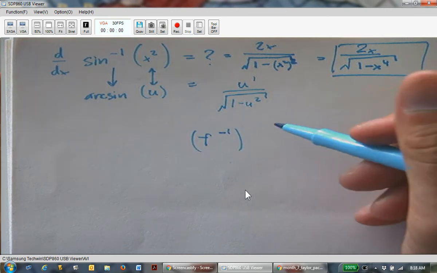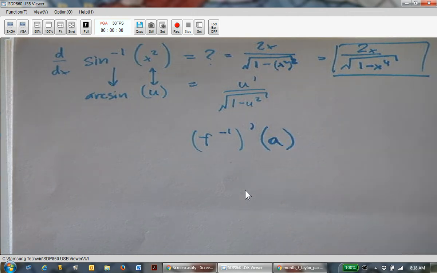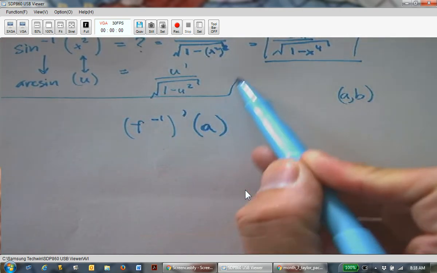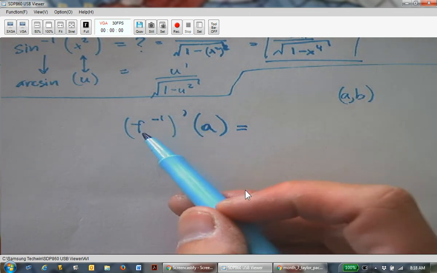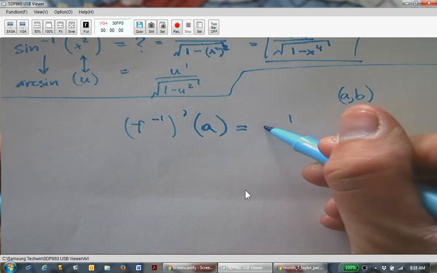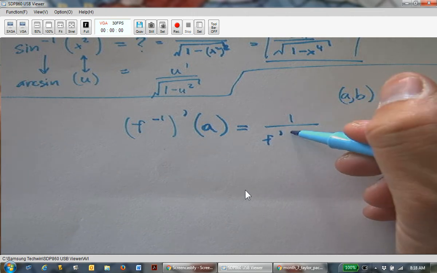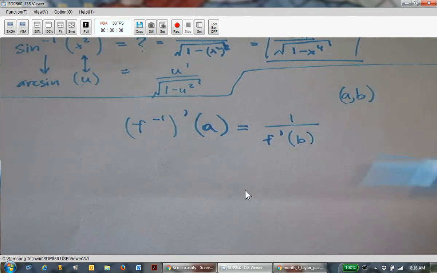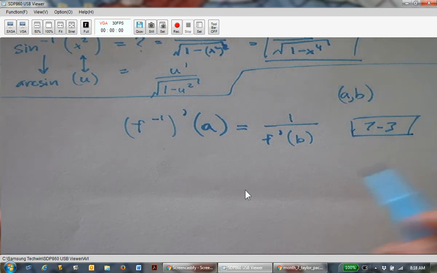The inverse function, if you take the derivative at some point A, or let's say there's a coordinate A comma B off to the side here. Let's make this a separate note. The derivative of an inverse function is essentially 1 over the derivative at the point B. Does anybody recall that from 7.3? Doesn't have to be perfect, your recollection, but vaguely. This sounds sort of familiar, correct?